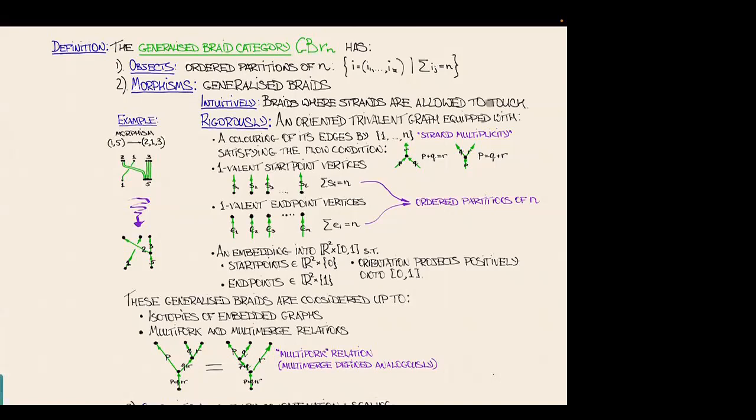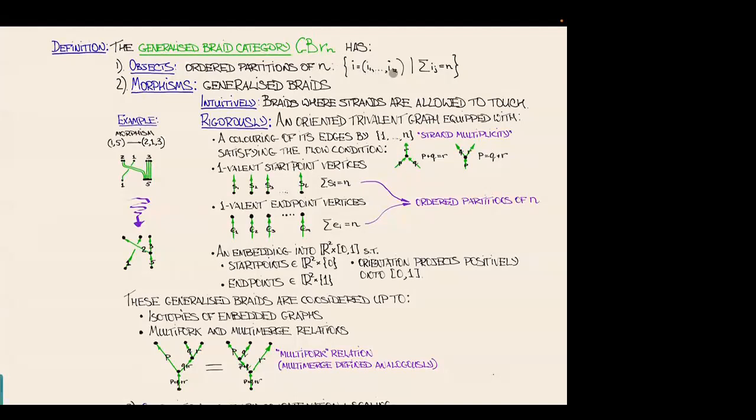This immediately introduces two things. Multiplicity of a strand: when two strands join, they must form a strand of a higher multiplicity. And it also means that endpoints are no longer just n separate nails. You now have different endpoint configurations, which correspond to which strands of which multiplicity you start with. So the objects in this category are the various endpoint configurations of your strands of various multiplicity such that the total multiplicity is n. So it's just an ordered partition of n.